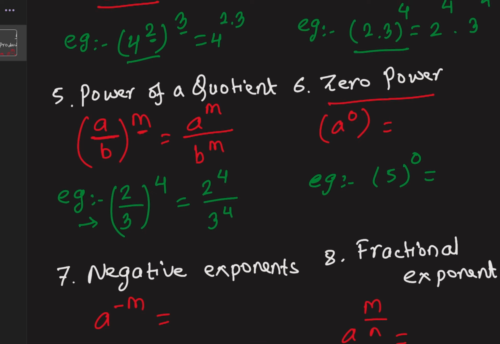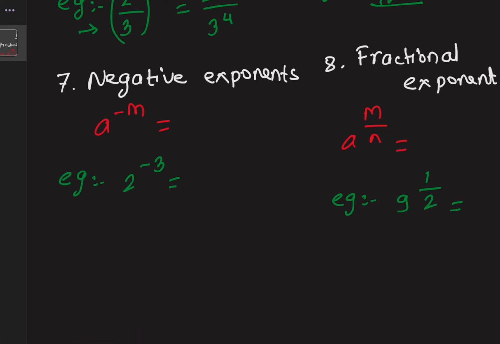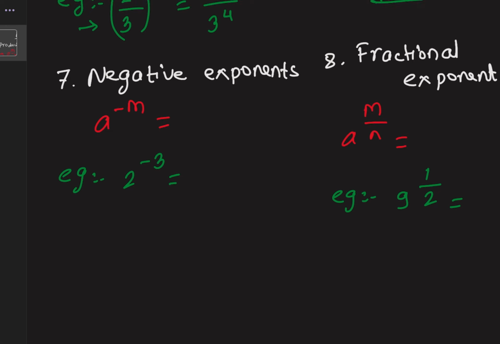And the other is the zero power. This is one of the simplest and easiest laws in the laws of indices, or the rules of exponents. Any non-zero number raised to the power of 0 is always equal to 1, no matter what the base is. For example, 5 to the power 0 is always equal to 1. Instead of 5 we can have any number, any variable, anything that is raised to the power 0 is always equal to 1.